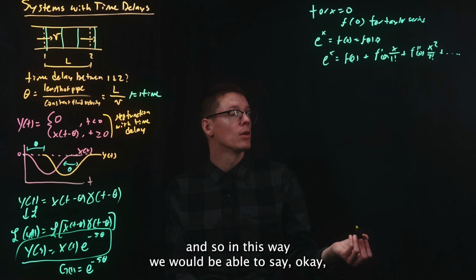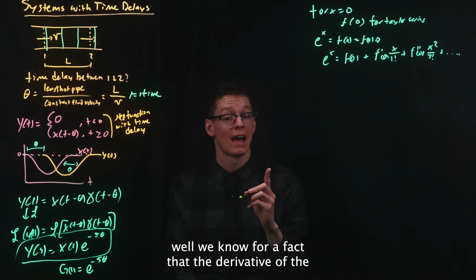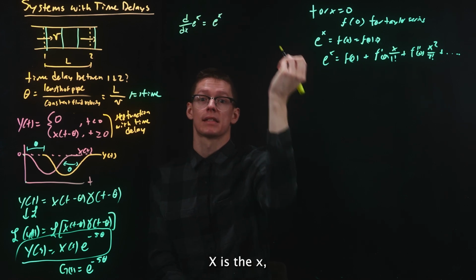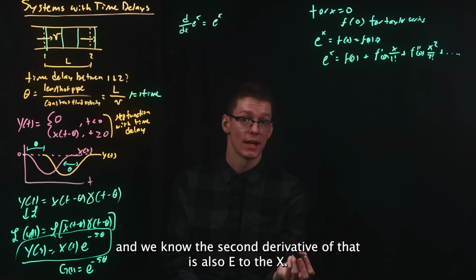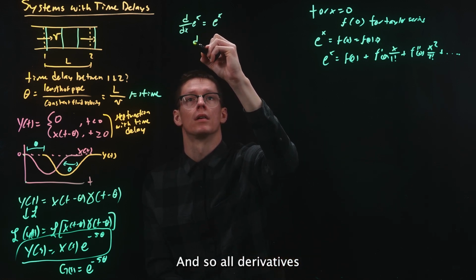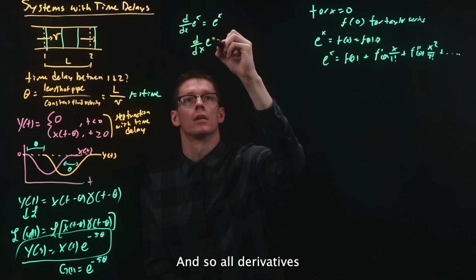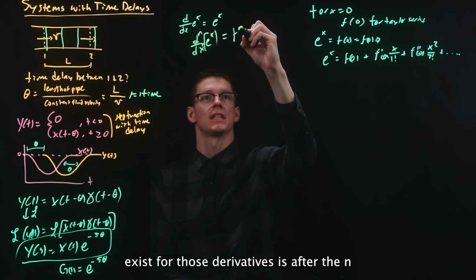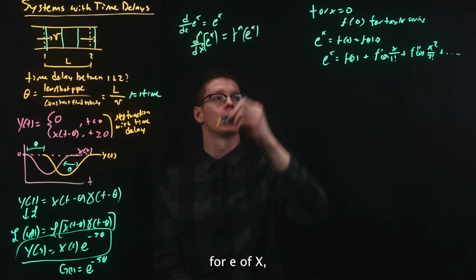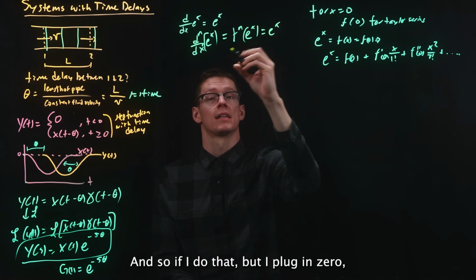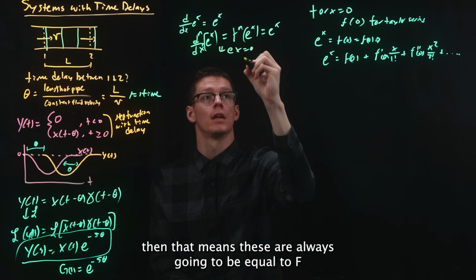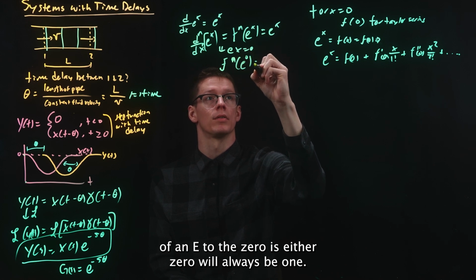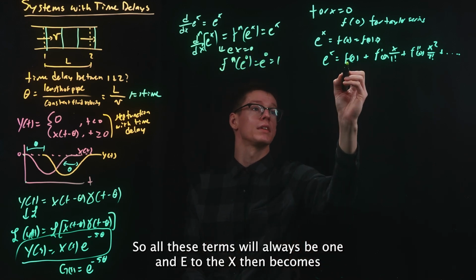And so in this way, we would be able to say, okay, we know for a fact that the derivative of e to the x is e to the x. And we know the second derivative of that is also e to the x. And so all derivatives, for any n that could exist, f to the n of e to the x is always going to be equal to e to the x. And so if I plug in 0, then these are always going to be equal to e to the 0, which will always be 1. So all these terms will always be 1.